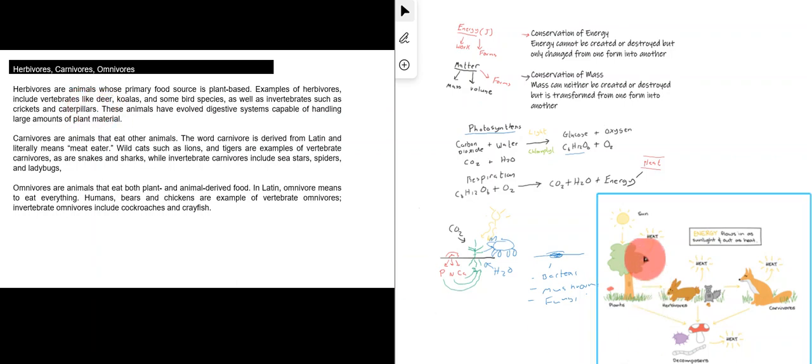Why are they herbivores? Because they eat plants. These animals have evolved digestive systems capable of handling large amounts of plant material. We can't eat plants to the same extent as these herbivores because our digestive system is designed to eat other food sources. We can eat some plants, but we wouldn't be able to extract all the energy from grass if we were to try and go out and eat grass.